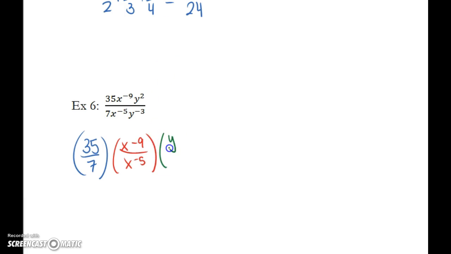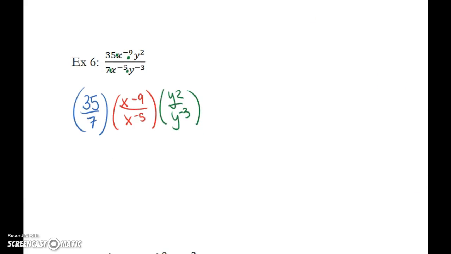Example 6. So we're going to put some properties together again. Notice that the main operation here is division. We're dividing the numerator with the denominator. We can regroup, or we can group our numbers together. We can group our x's together. And we can group our y's together. Now we're allowed to do this because there's only multiplication separating the pieces of the numerator and the pieces of the denominator. If there's addition or subtraction connecting those things, we can't necessarily do that.